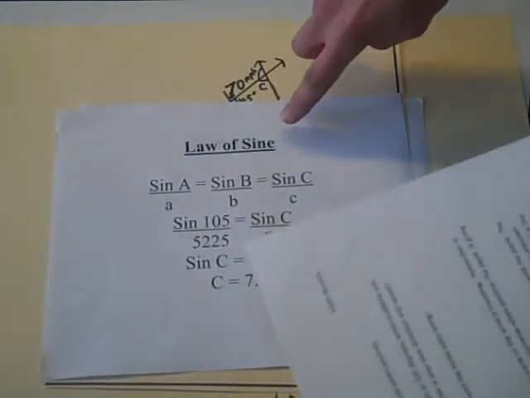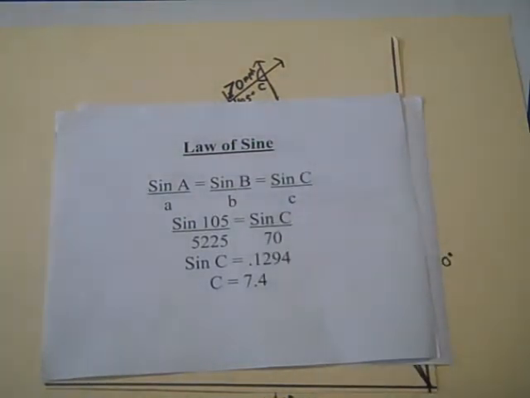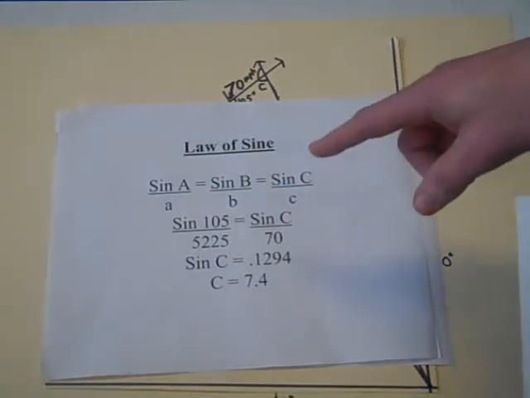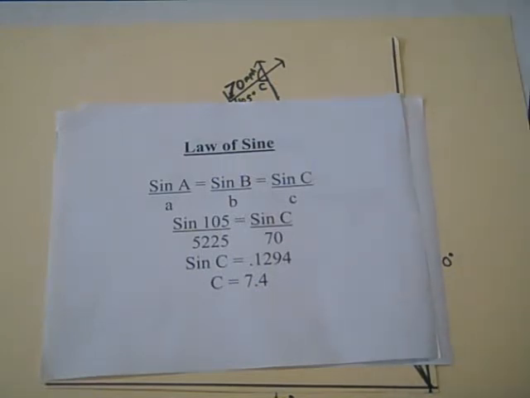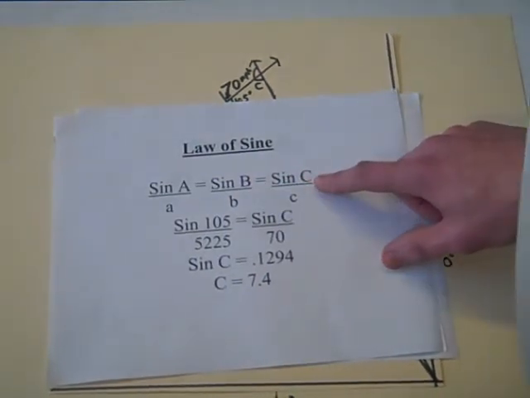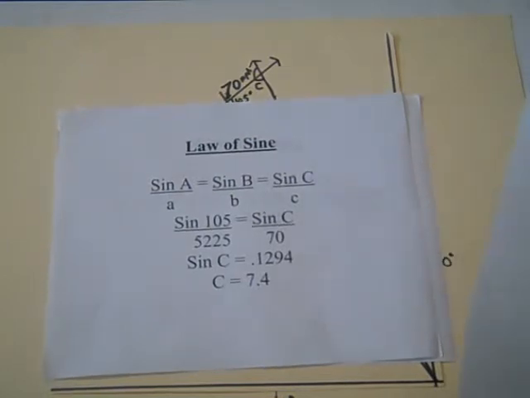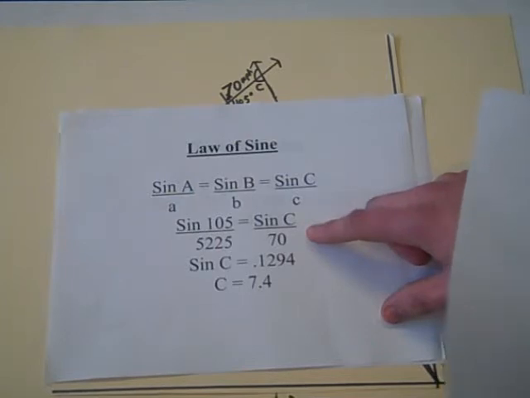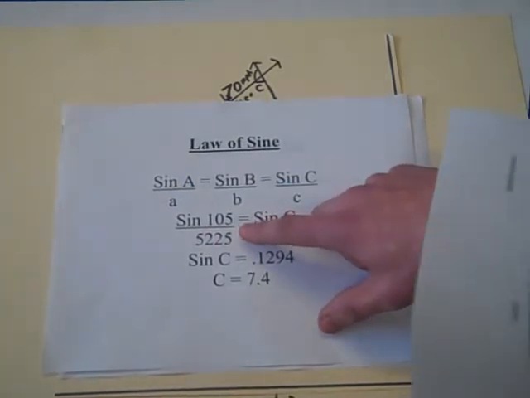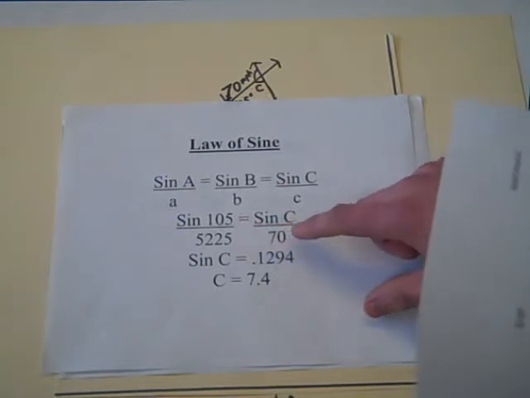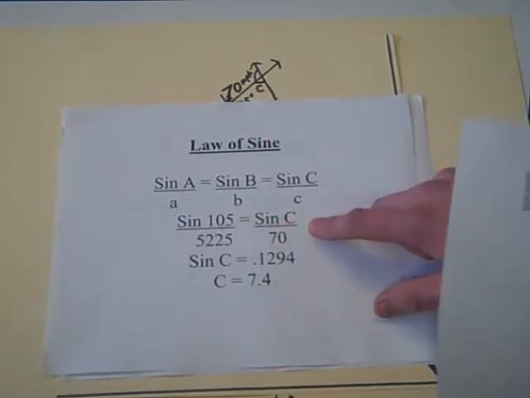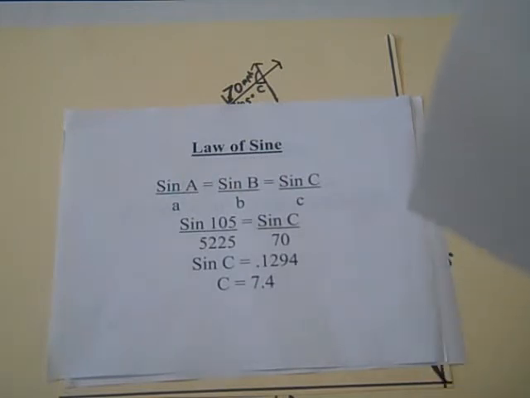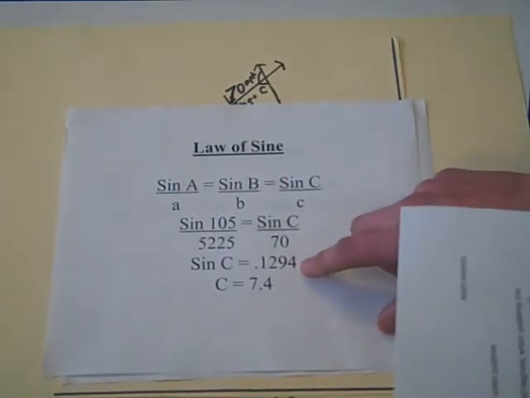Now we use the law of sines. Using the law of sines, we can find the new direction that the plane is going. The law of sines is sine A over A is equal to sine B over B is equal to sine C over C. Substituting the known values, we get sine of 105 over 522.5 is equal to sine C over 70. When we plug this into the calculator, we get the sine of C is equal to 0.1294.